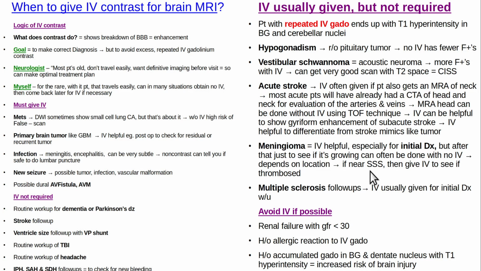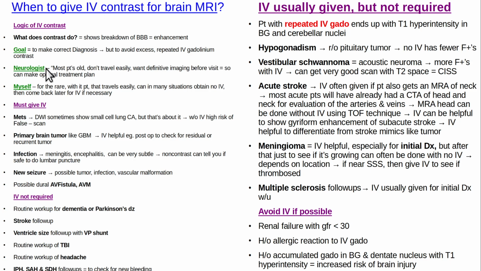If the tumor is next to the superior sagittal sinus, for example, and you're worried that it's thrombosed, you might want to give IV and see if that's the case. If the tumor is really difficult to see, then it's probably small. But if it's around something important, you might want to give IV. So it does matter in that context.